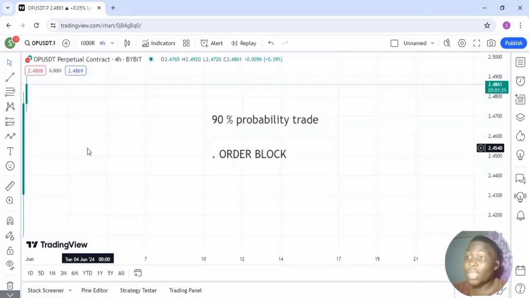Today we'll be talking about a 90% probability trade, and specifically about the order block. Understand what an order block is? An order block is one of the institutional reference points. What we're talking about most is the order block that will give you a 90% probability trade, where you enter your trade and you'll be safe and secure. That is what we'll be talking about today.